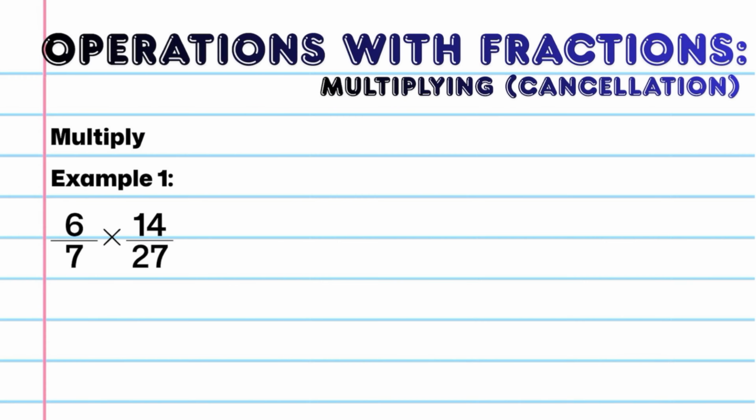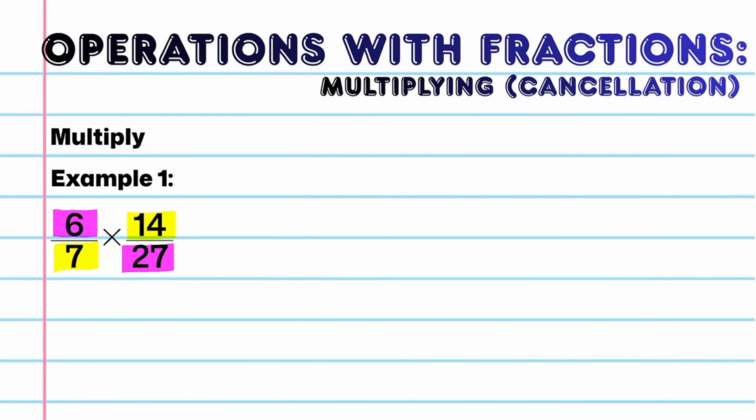Let's look at example 1. We have 6 over 7 times 14 over 27. The first step is to look at what is diagonal from each of the numbers. For example, I have 6 right here, but I also have 27 right here. Then I have 14 right here, and then I have 7 right here. So the diagonals, what we're going to do is find the GCF and then cancel that way. And that's going to make it easier for us to multiply because we won't have to simplify later.